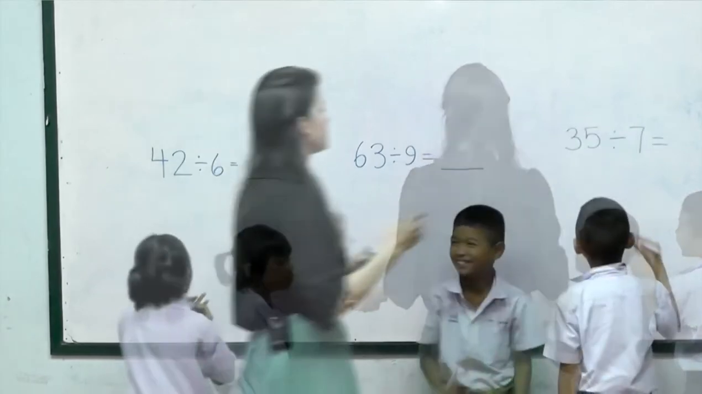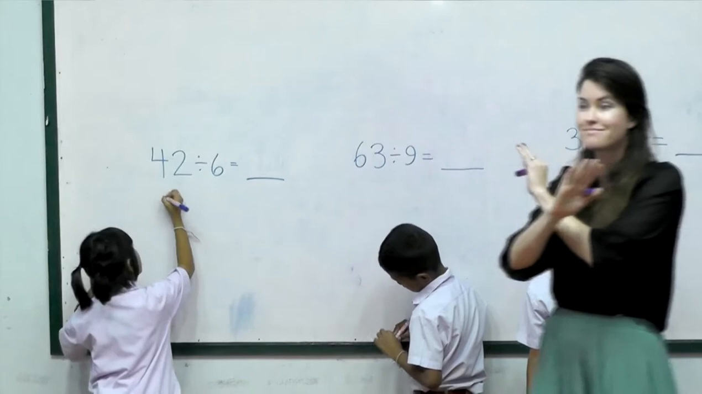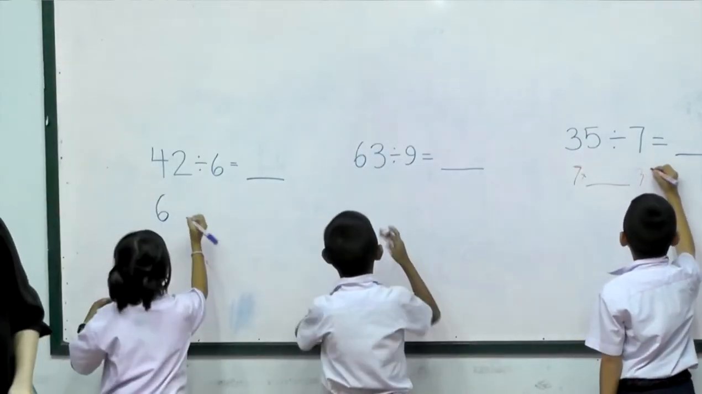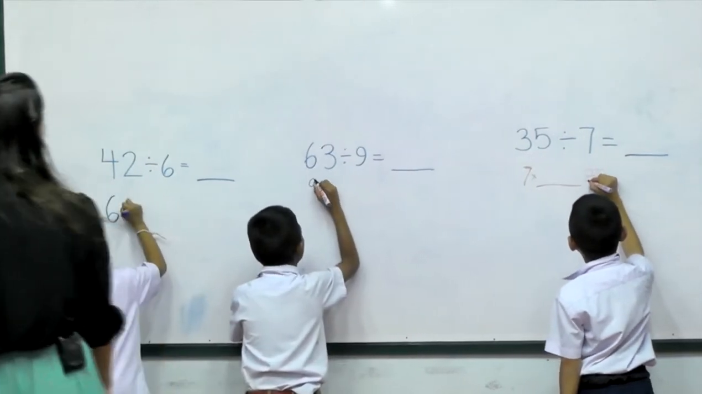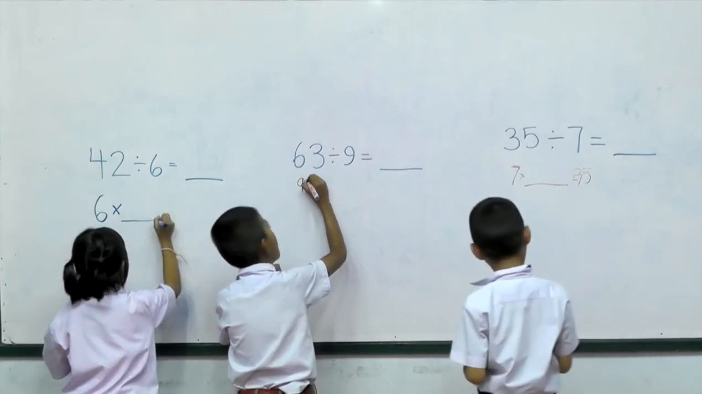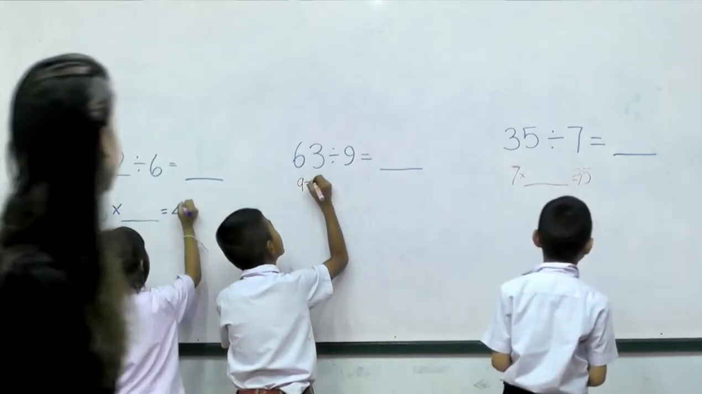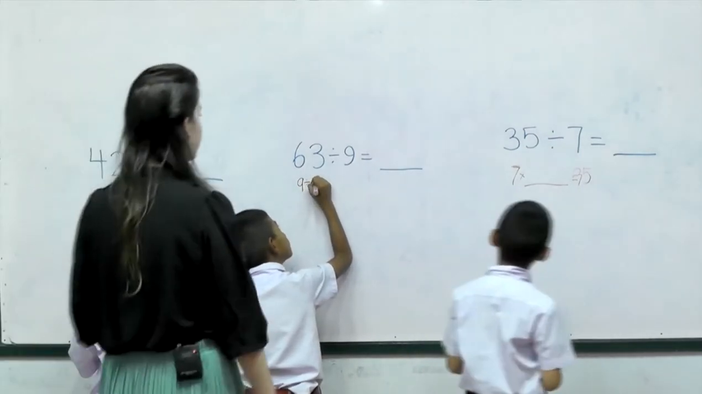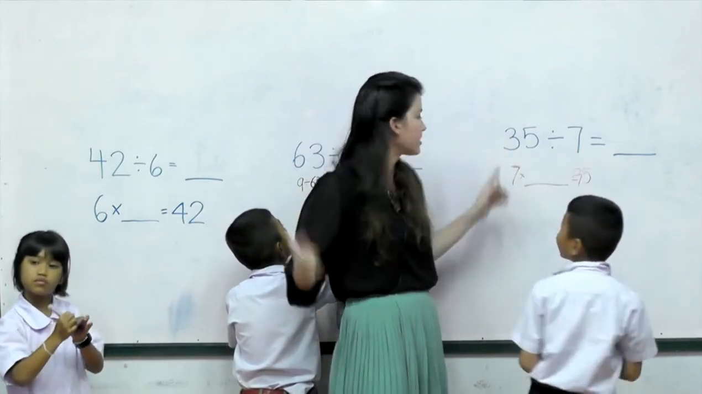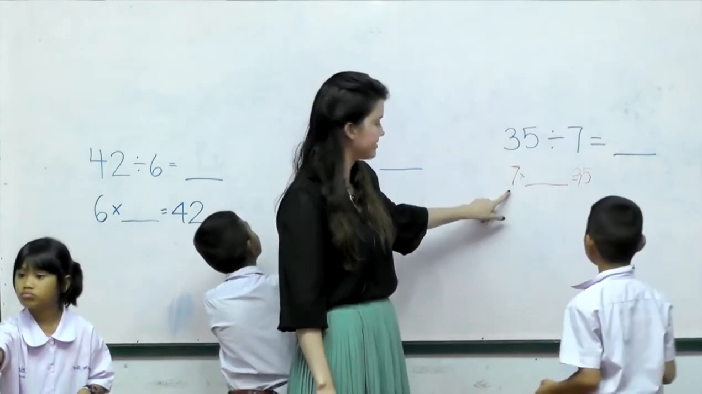Okay. What you need to do is turn this into a multiplication problem. Okay, you can come up and give us our answer. Okay. All right, very nice. Good work, buddy. So we had 35 divided by 7 equals some number. How did you change this? What did you write here?